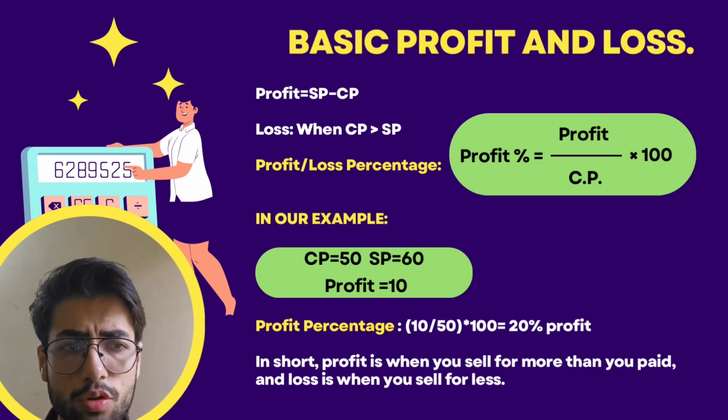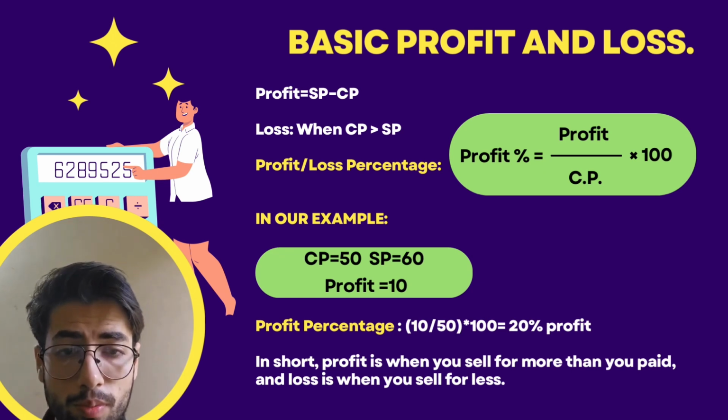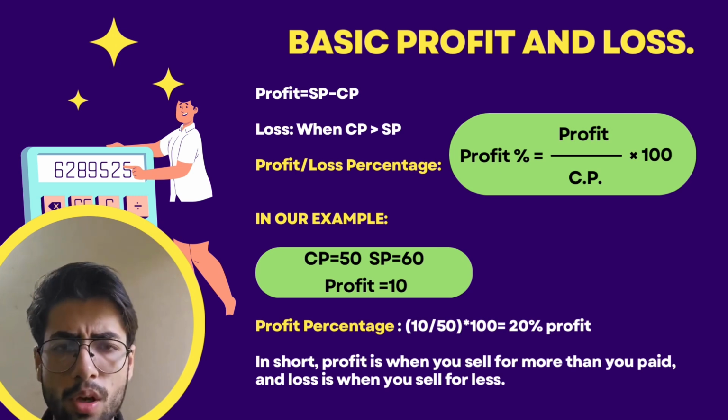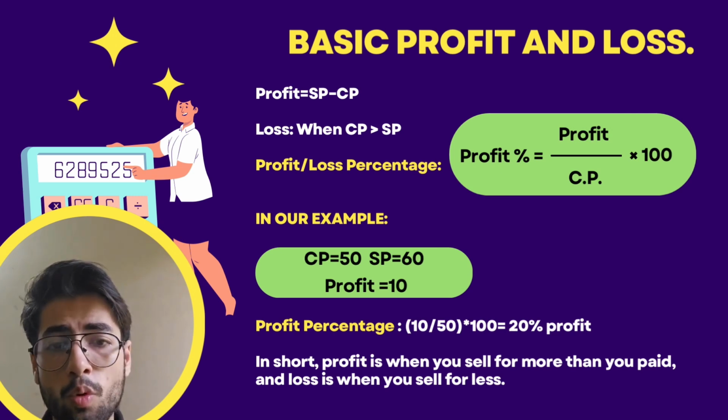Profit percentage shows the profit as a percentage of the cost price. In this example, selling the item for 300 when the cost price was 200 results in a 50% profit. In simpler terms, profit occurs when you sell for more than what you paid, and loss occurs when you sell for less.